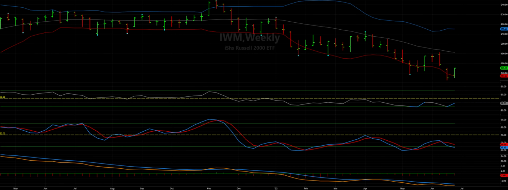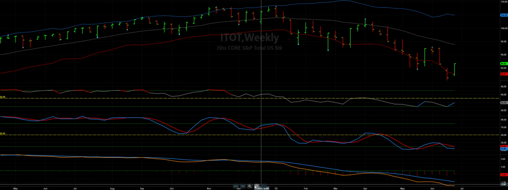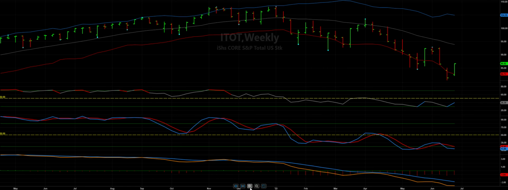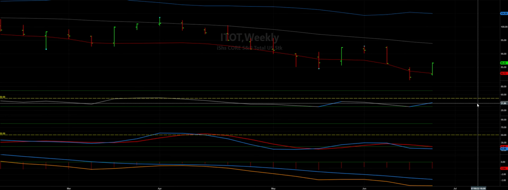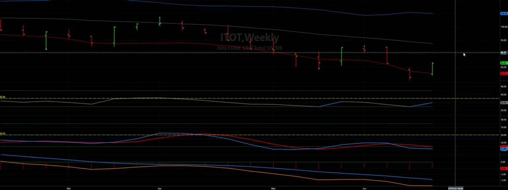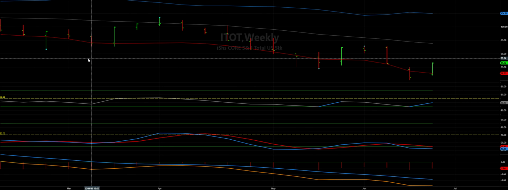Let's look at the ITOT, the Standard & Poor's Total U.S. Market ETF. I like this one because if the market moves, it's going to move. But it only moves $2 to $3 a day, so you can't get hurt that bad. You might not make a fortune overnight, but hey, we're looking for the slow buck.